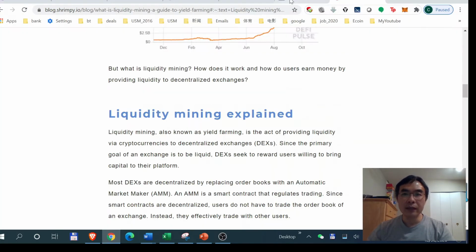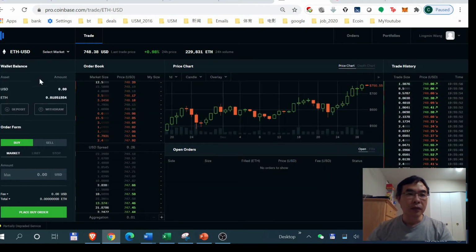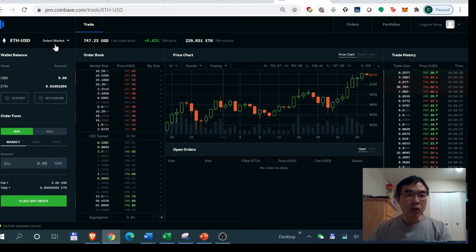To understand that, let's go to Coinbase Pro. Here is Coinbase Pro. So this is Ethereum to USD. Here we have an order book. On top, you have a seller. On the bottom, you have a buyer. And all these things are called liquidity.